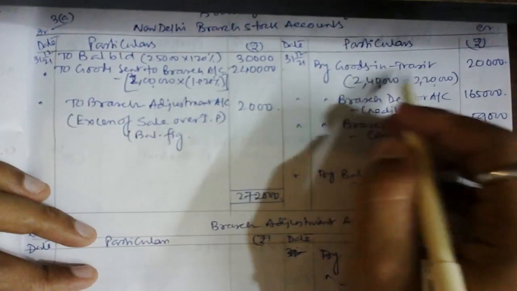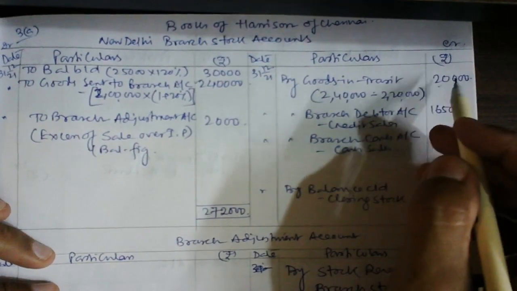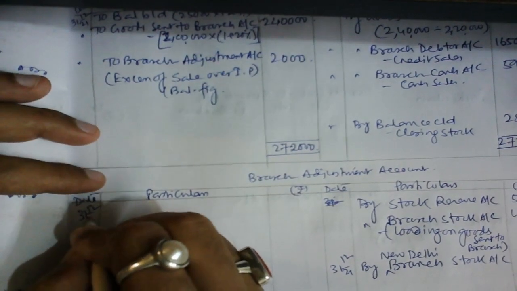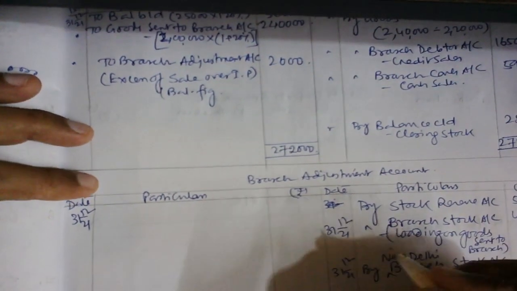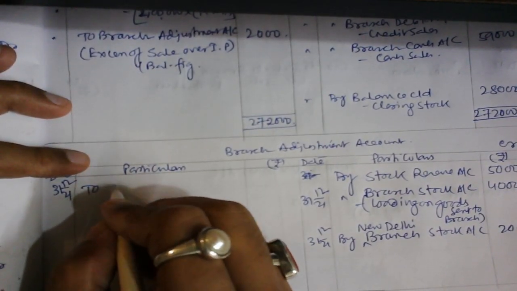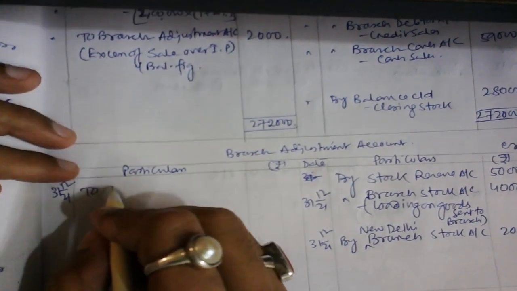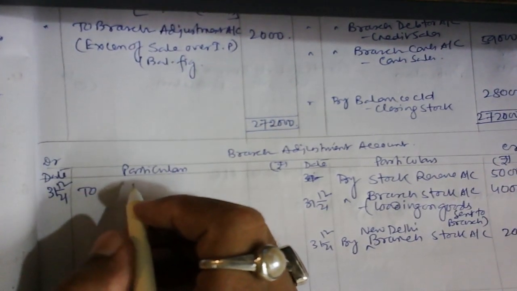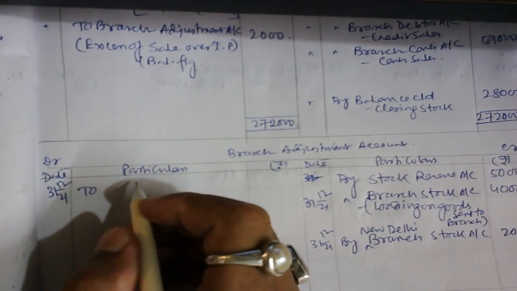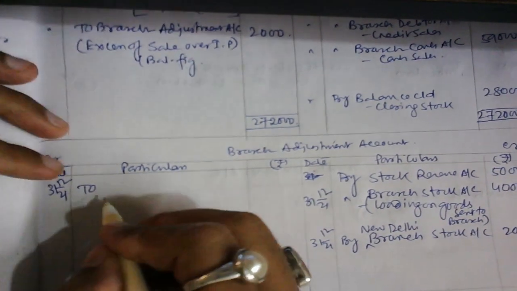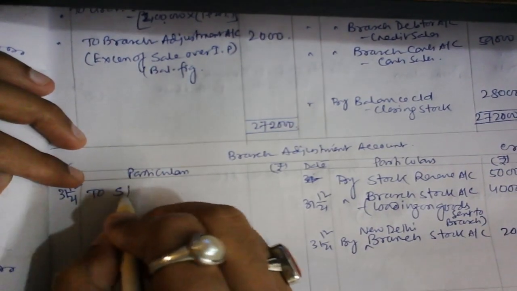Next, by goods in transit 20,000. In this also profit is included, correct? That is 20,000 rupees. So can you write here 31st December 2021 to goods in transit, there is profit, right? So what can you write? What will be the entry here? You can write here to stock reserve.